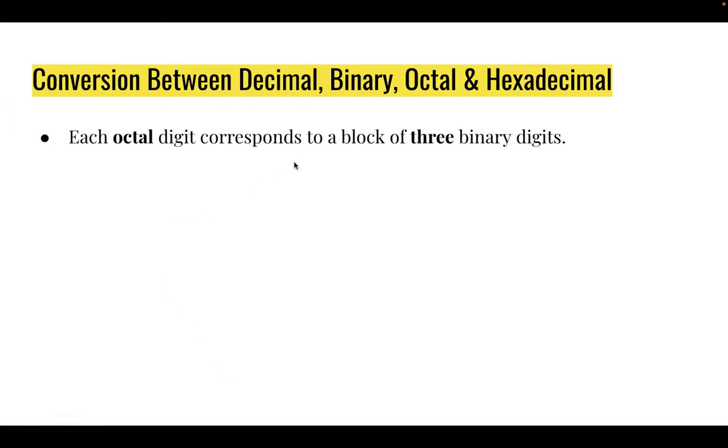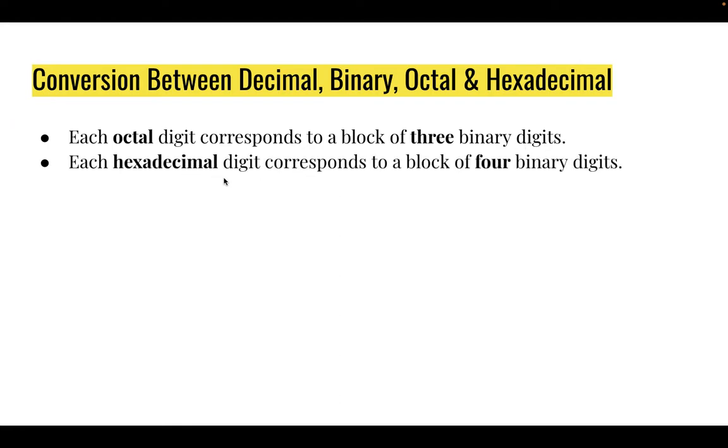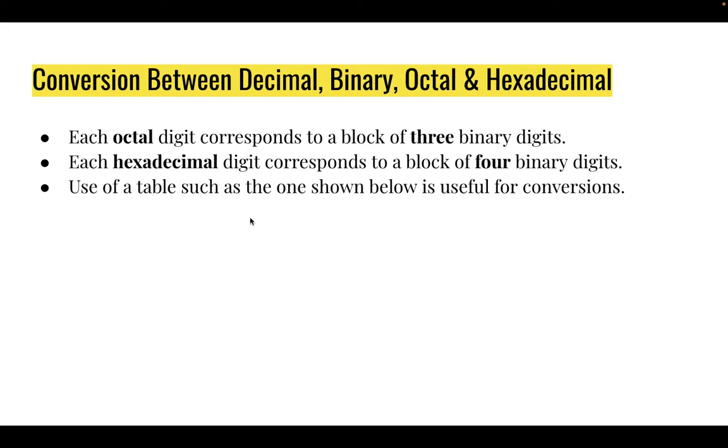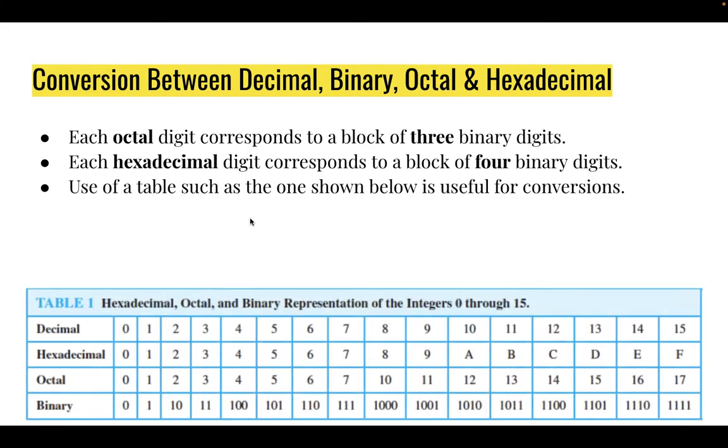Each octal digit corresponds to a block of 3 binary digits, and each hexadecimal digit corresponds to a block of 4 binary digits. Don't get confused. We will see what this means in a minute. So we will use a table. This is the table that we will use to do our conversions.